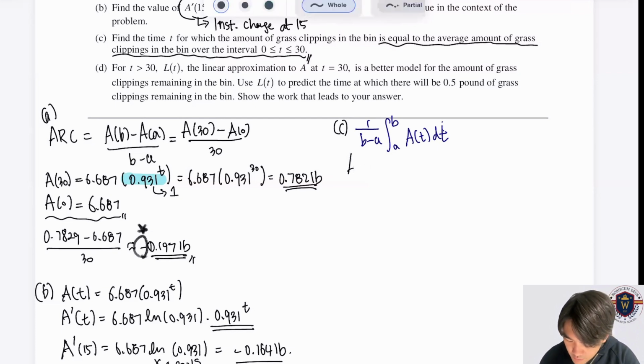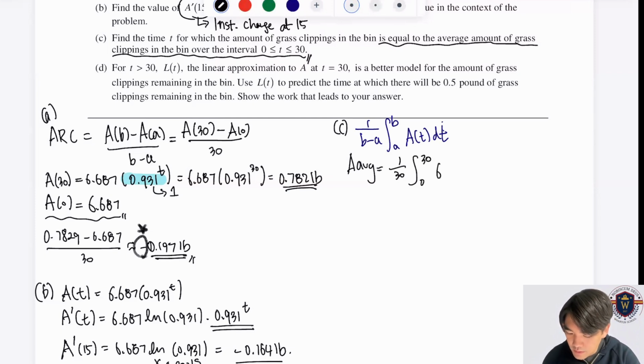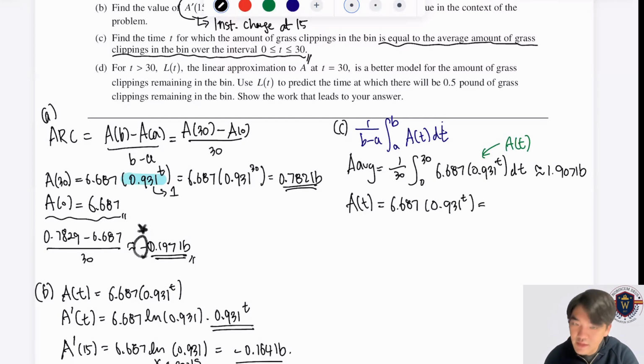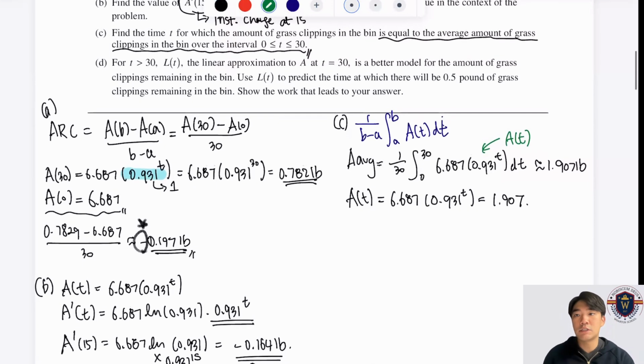So we can just calculate straight from here. A average is equal to 1 over 30 times the integral from 0 to 30 of 6.687 times 0.93^t dt, which, if you put it in the calculator, gives us 1.907 pounds, right? Now let's solve for t at A(t). So A(t), which is 6.687 times 0.93^t, has to equal 1.907, because this is what A(t) should be.